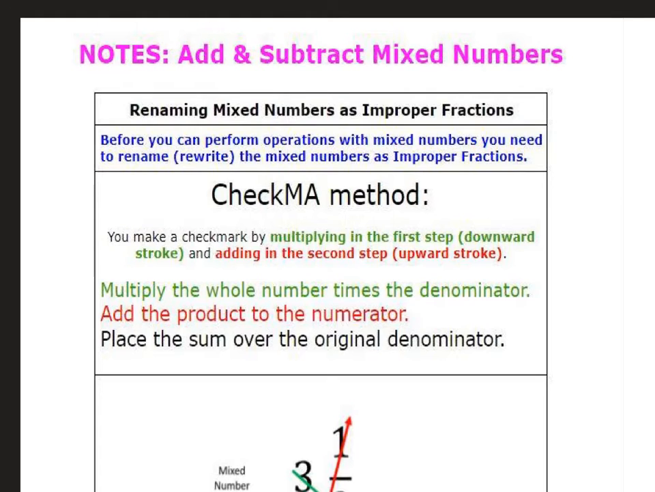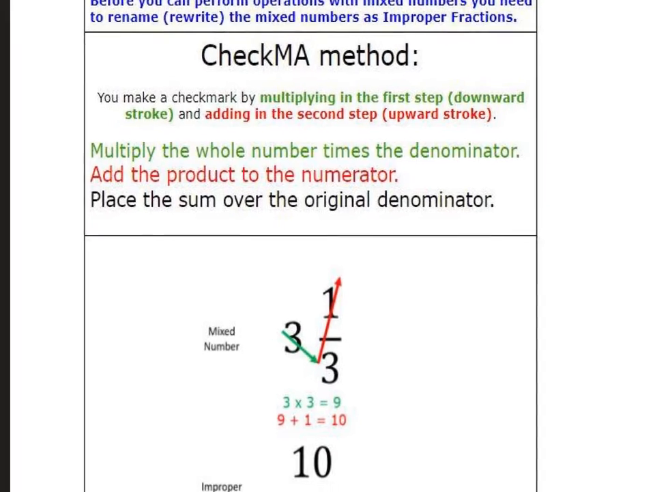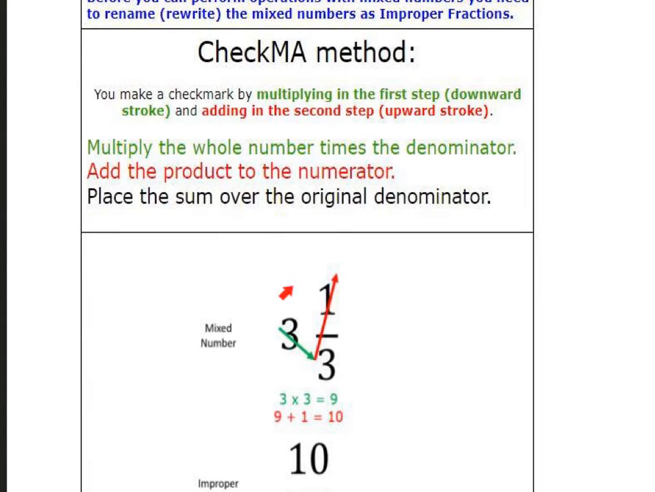Add and subtract mixed numbers. Now, renaming mixed numbers as improper fractions is what needs to be done before you can add or subtract the mixed numbers. Okay, so that's what we have here. Checkma is the method you want to use. You make a check mark by multiplying in the first step, downward stroke, and adding in the second step, upward stroke. So you can see that right here in the picture.